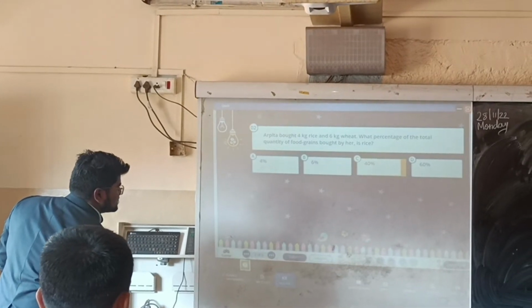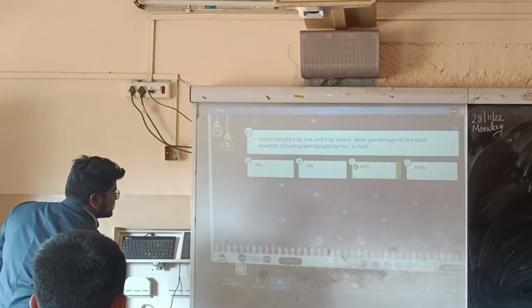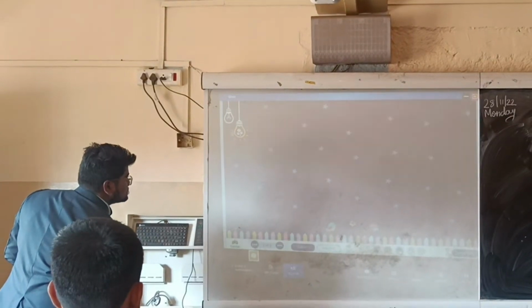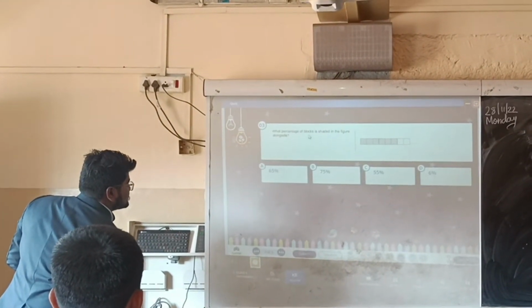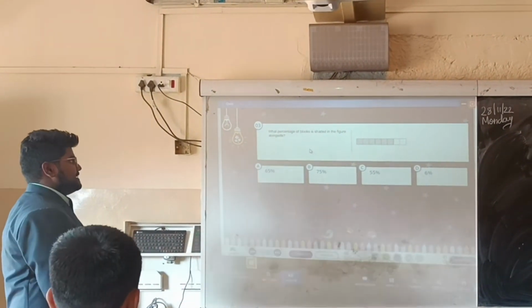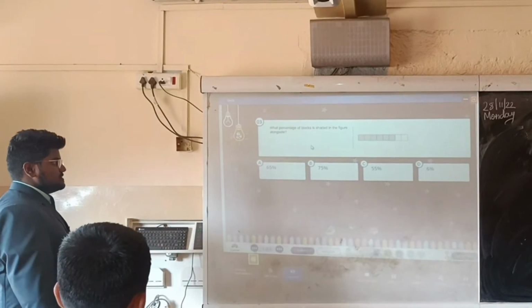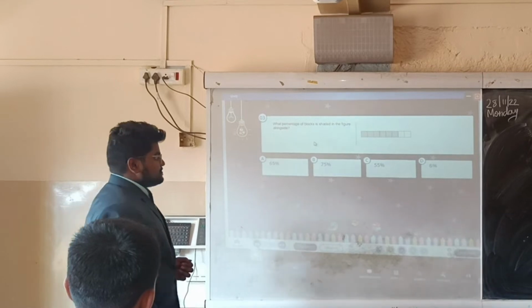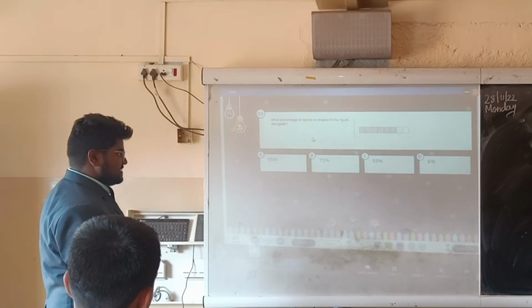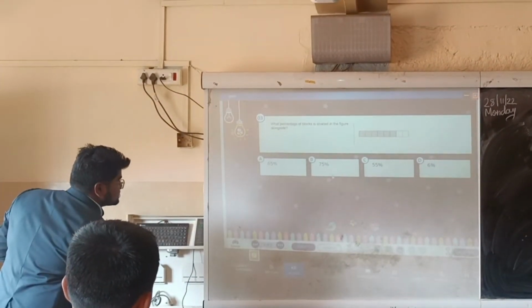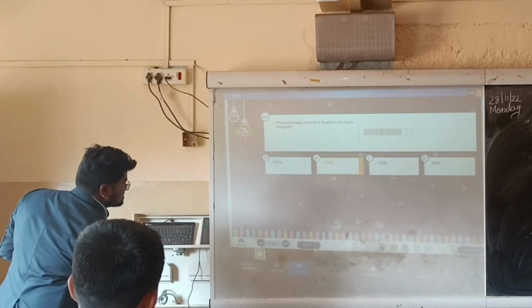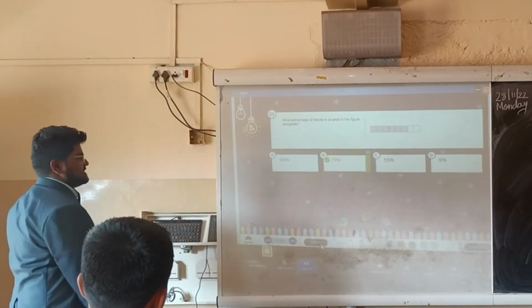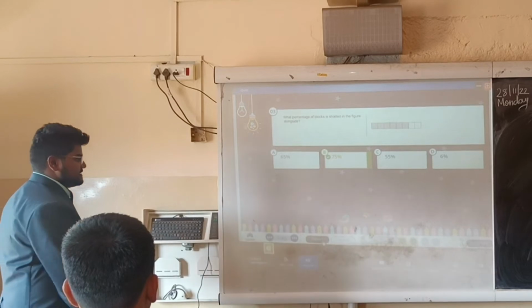Okay, so 40% is the correct answer. The next question: what percentage of blocks is shaded in the figure alongside? Can you tell me? 75. 75%. Okay. So let us see 75%. Let us submit it. Yes, and 75% is the correct answer.